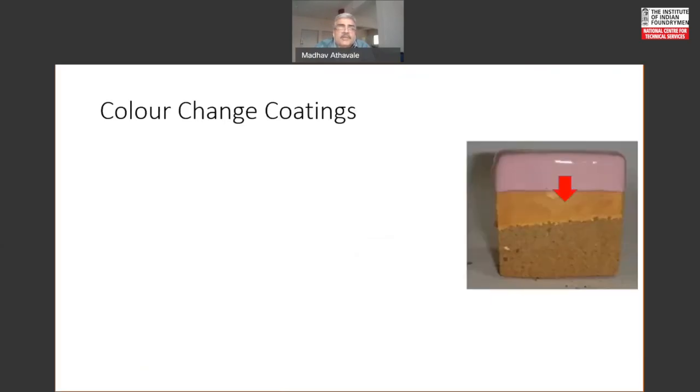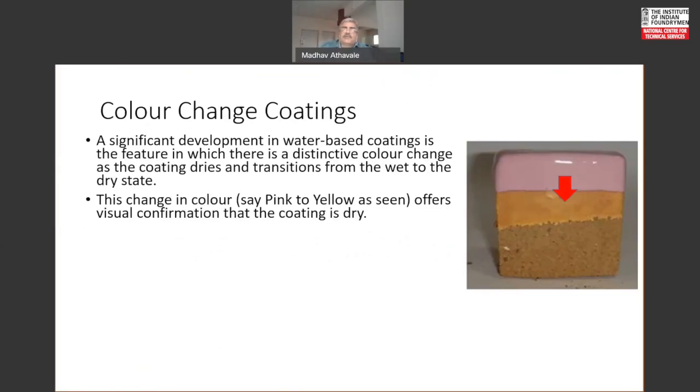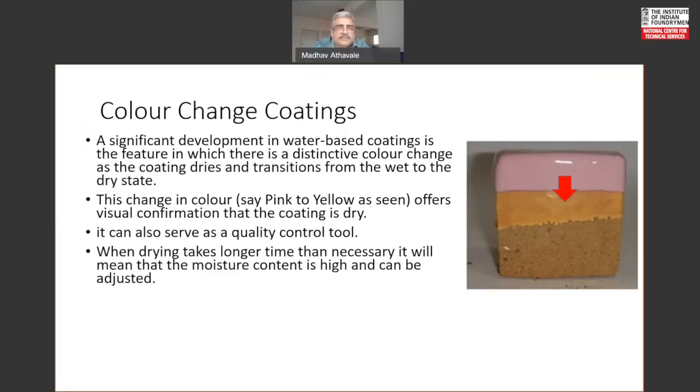Another thing which has happened in coatings technology is color change. So color of the coating changes once it gets dried, as you can see in the picture here, from pink to yellow, which is an excellent aid, especially when you are handling large molds and cores, to ensure that it is a good quality control tool.